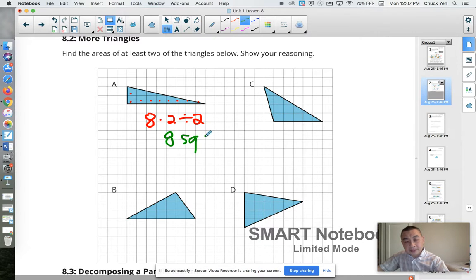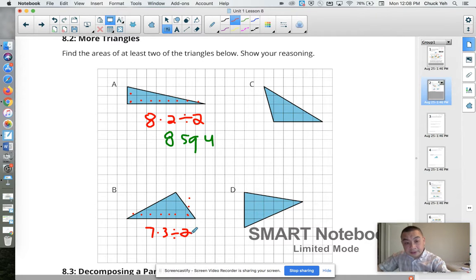8 square units. Okay? How about B? Okay. 1, 2, 3, 4, 5, 6, 7. So 7. And then the height, 1, 2, 3. And then divide by 2.